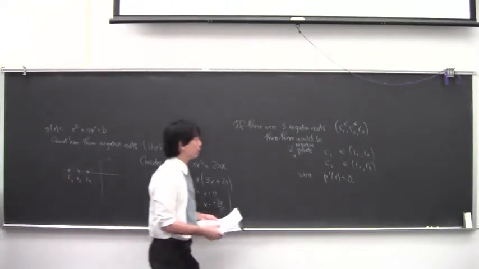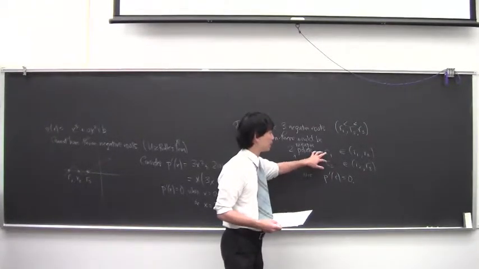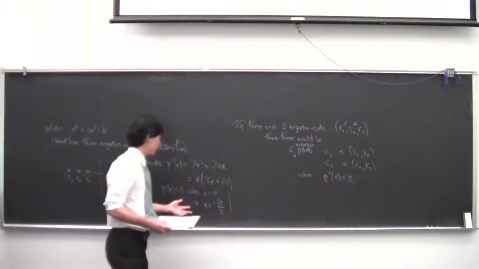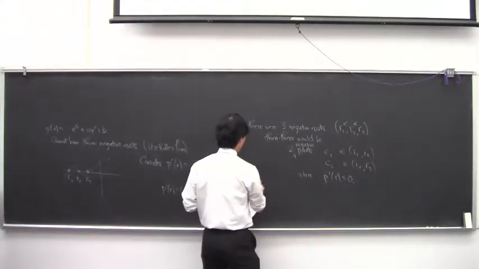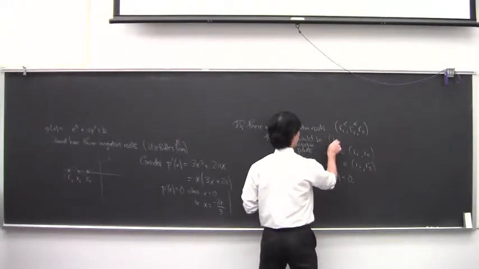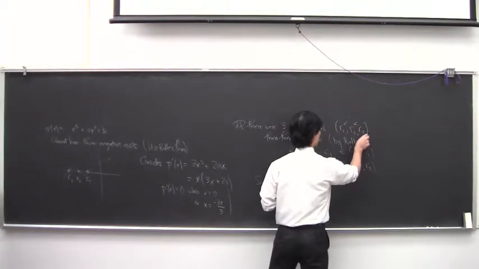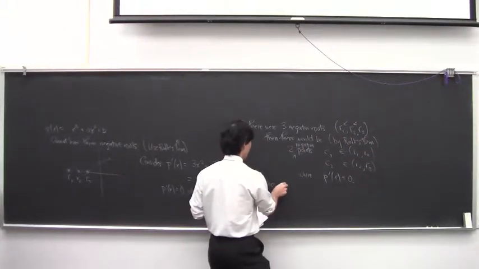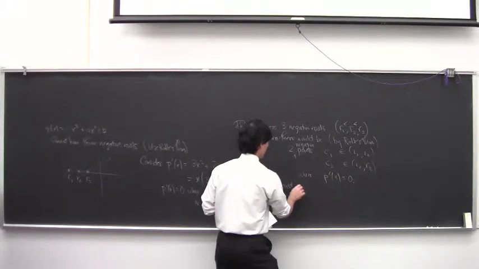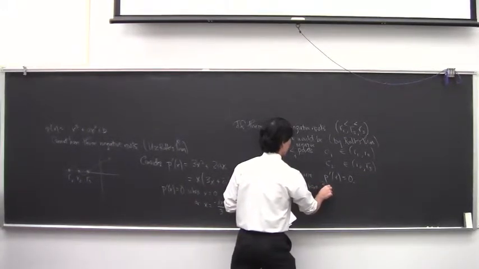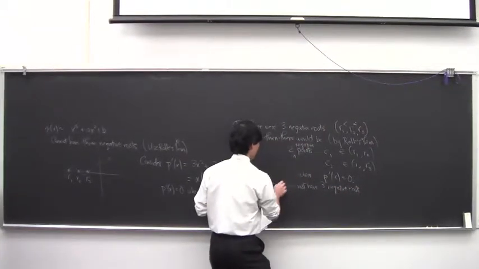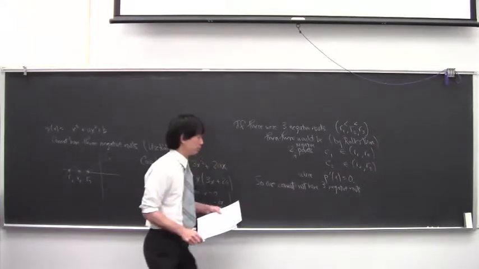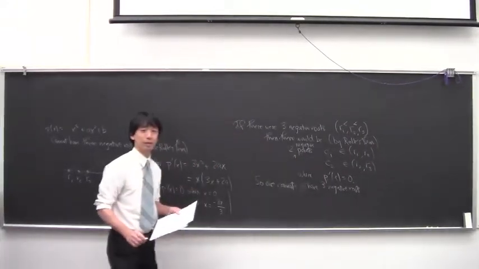Then there would be 2 negative numbers where p prime is 0, but in fact we say that there's at most 1 negative number where p prime is 0. So by Rolle's theorem, one could not have 3 negative roots. One cannot have 3 negative roots.